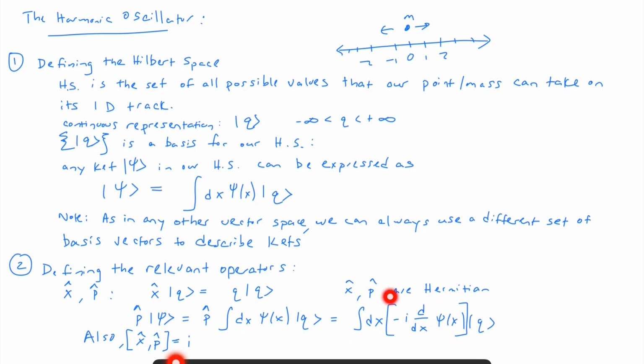This you remember very well from quantum mechanics. The momentum operator just acts as the derivative times minus i of the wave function, and that gives you your new wave function for the new ket. And then the other thing that we define is an operator relationship for the harmonic oscillator, where I'm sure you'll recall that the commutator of x and p gives you i.